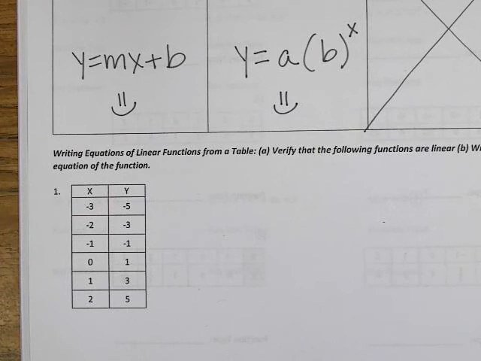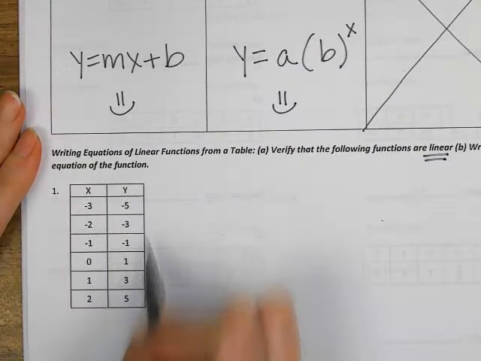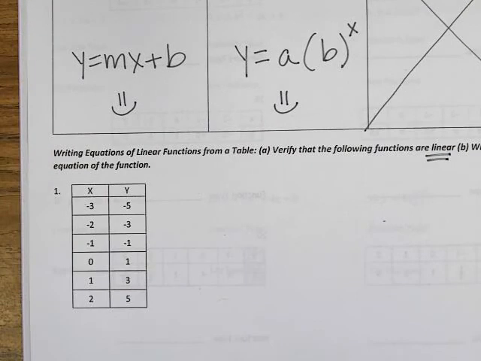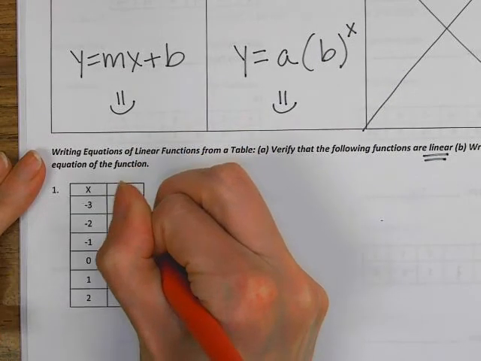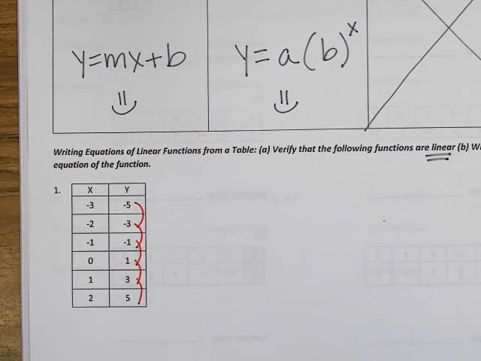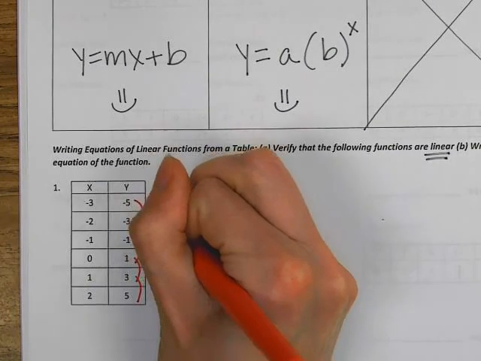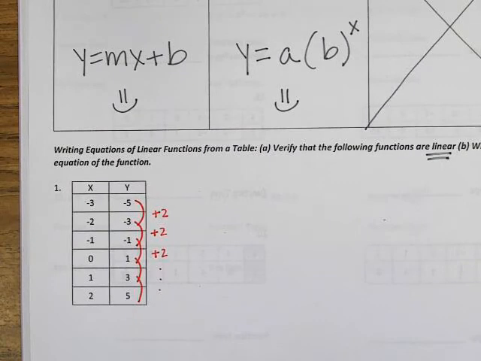All right, so number one, it says verify that it's linear. Okay, so let's just make sure. Is this graph linear? So let's check our first differences in the y's. To get from y to y, we have to make sure that we're either adding or subtracting a constant amount. And I think we are. I think it's adding 2, right? Adding 2 every time. Awesome.